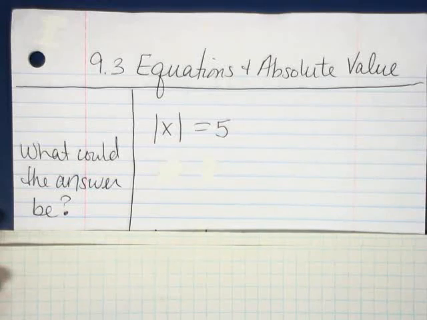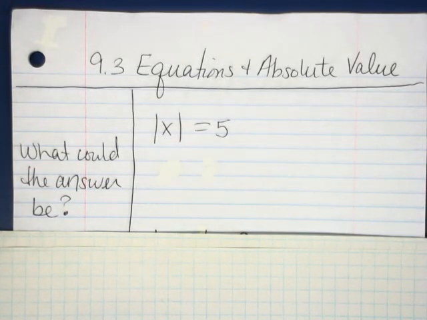We're looking at absolute values. So when I'm looking at this, I have the absolute value of x equals 5. What number could we put in place of x that would give us the answer of 5? What number, if we take its absolute value, will we get the answer of 5? There's actually two numbers.